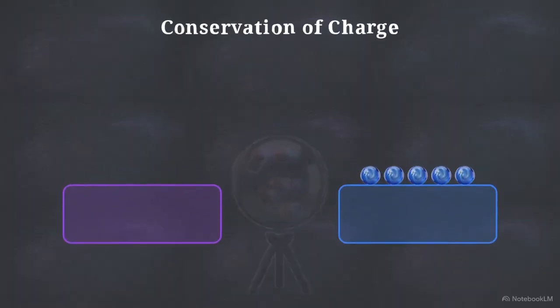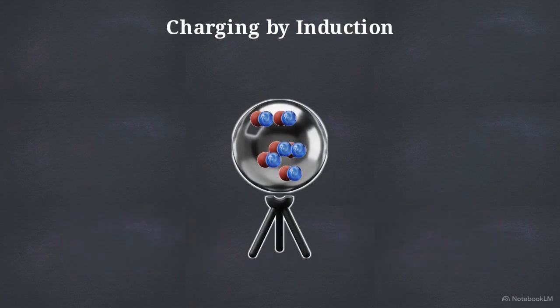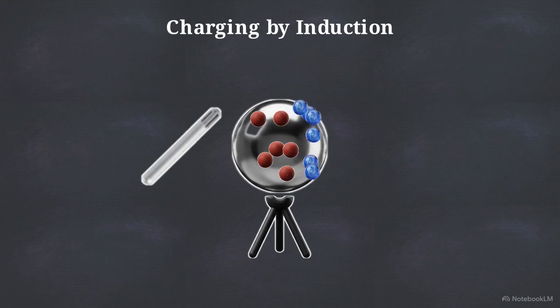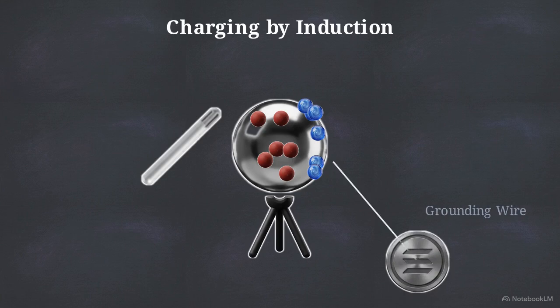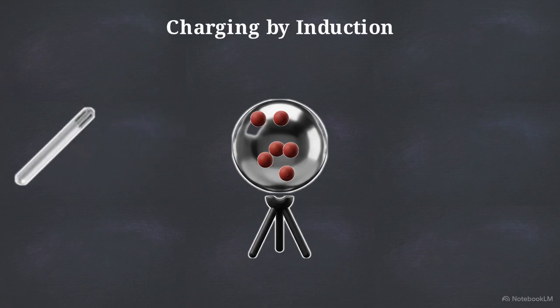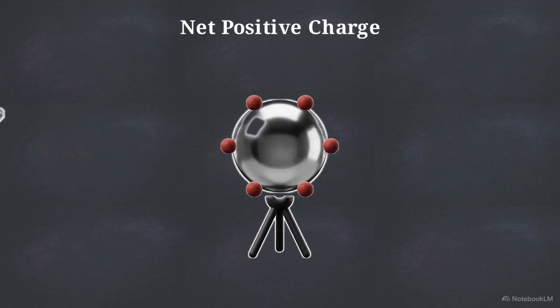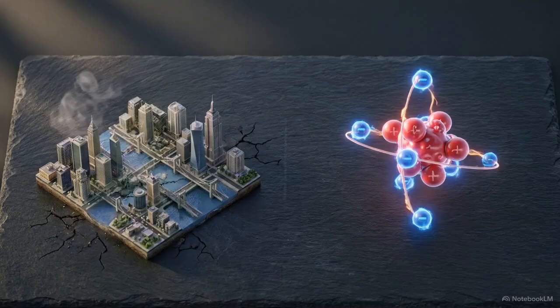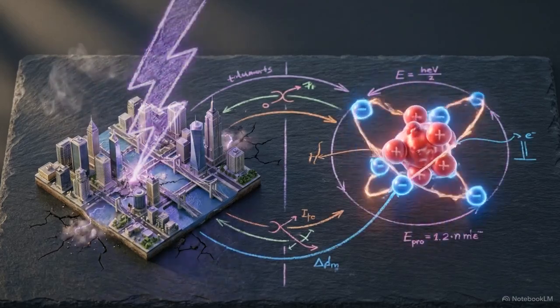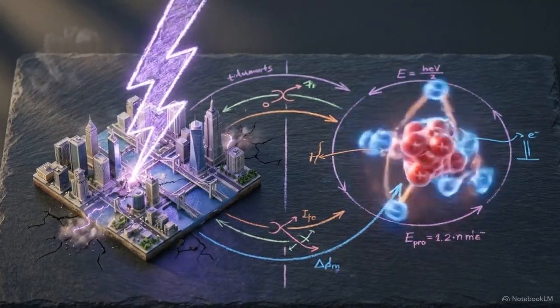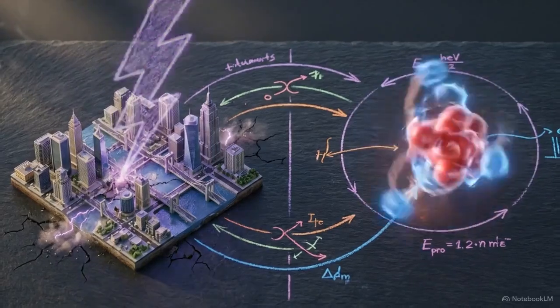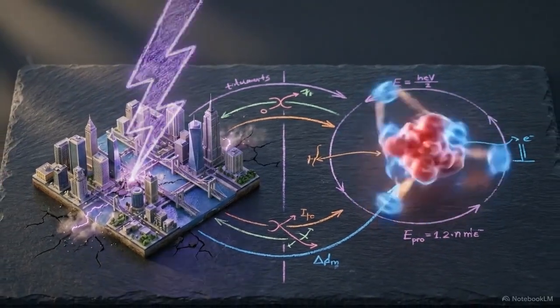You don't even have to touch an object to move those charges. If you bring a highly charged rod near a neutral metal sphere, the electrons inside the sphere will be pushed to the opposite side. If you connect that sphere to the Earth with a wire, a process called grounding, those fleeing electrons have an infinite reservoir to escape into, leaving the sphere with a net charge without any physical contact. So whether it's a winter doorknob shock or a city-leveling lightning strike, all static electricity is simply a temporary microscopic imbalance of these eternal particles.